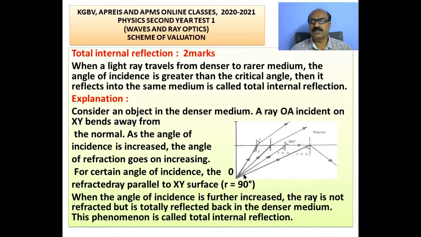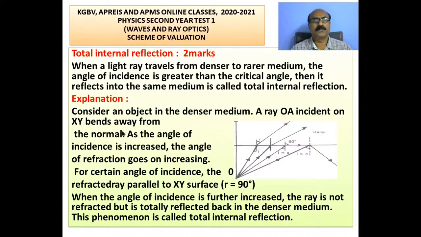And if this angle of incidence is more than critical angle, i is greater than C, then what happens? Instead of refraction, it reflects into the same medium. This is what is called total internal reflection. Now explanation you have to write down.